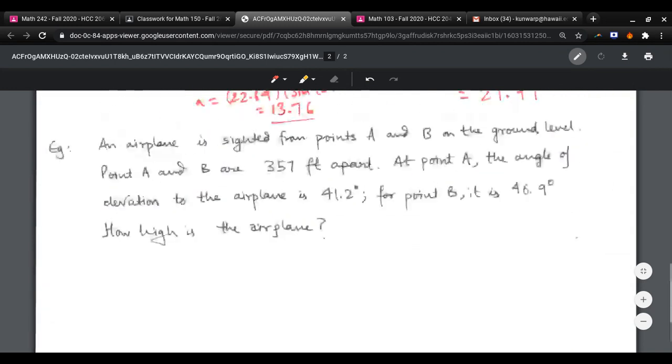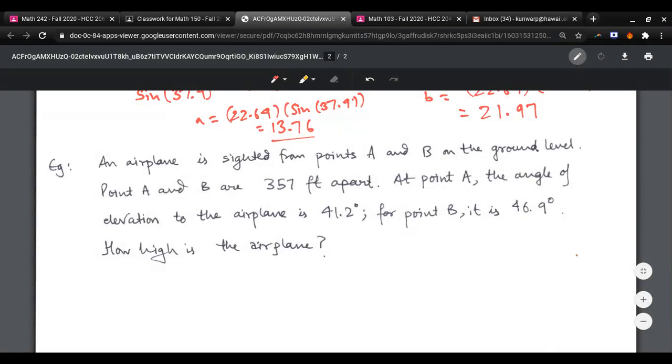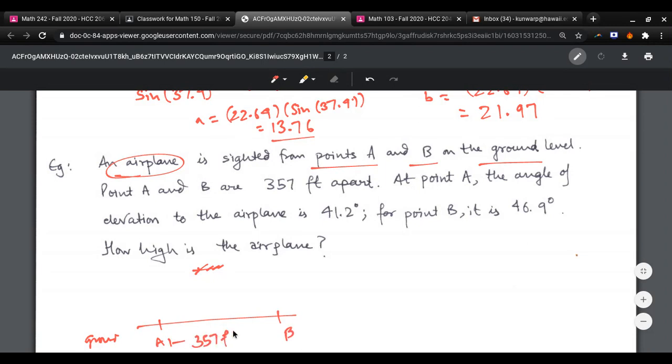Now let's look at a word problem example. It says an airplane is sighted from points A and B on the ground level. Again, with word problems, we're going to start by marking all the things that are being talked about. So there's an airplane. There are points A and B on the ground. So let's make the ground. And there's the airplane and points A and B. These are 357 feet apart.